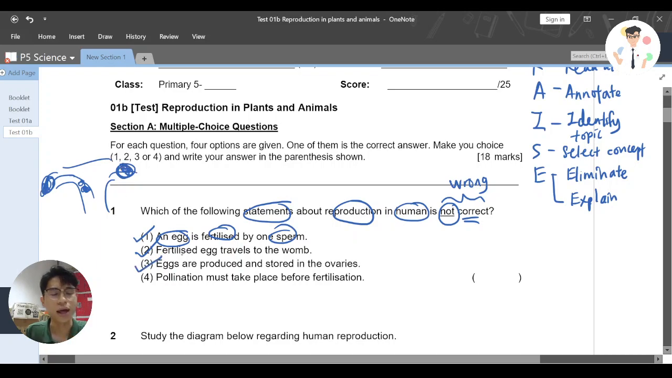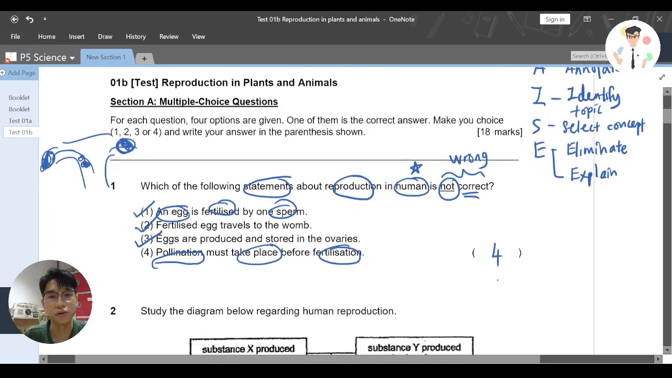It's correct. And number four, pollination must take place before fertilization. Does any pollination occur in humans? No, that is only for plants. That's why option 4 is the wrong one. Okay, so the answer is option 4.